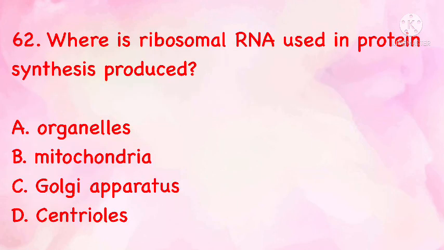Where is ribosomal RNA used in protein synthesis? Produce organelles, mitochondria, Golgi apparatus, centrioles. The correct answer is D. Centrioles.